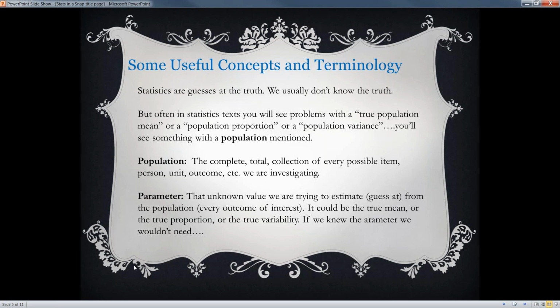But in statistics, we're assuming we can't pull from the huge population. We're just getting a representative sample, and we're using those to estimate what the truth is.